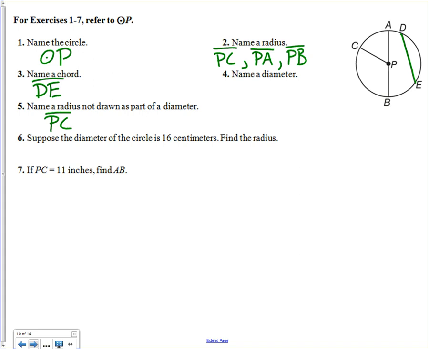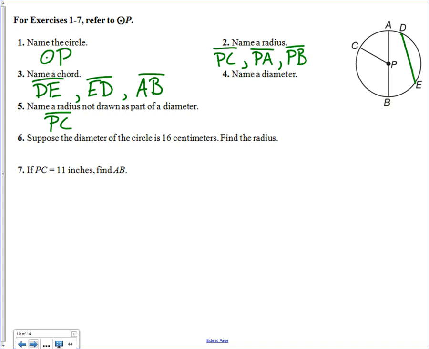And that's all it takes. So that's DE. You could also call it ED, right? We know that those are the same segment. There are also two other segments that work.